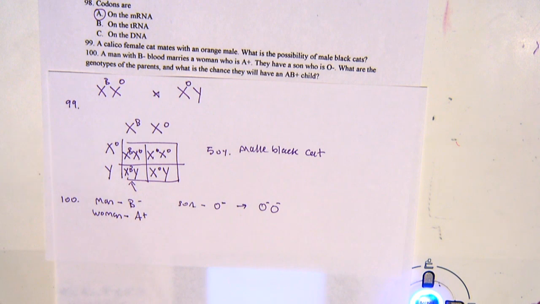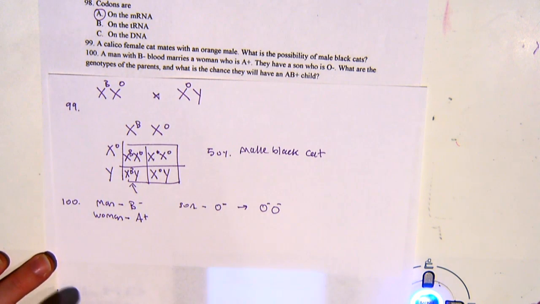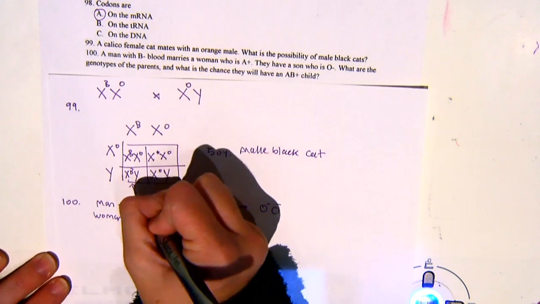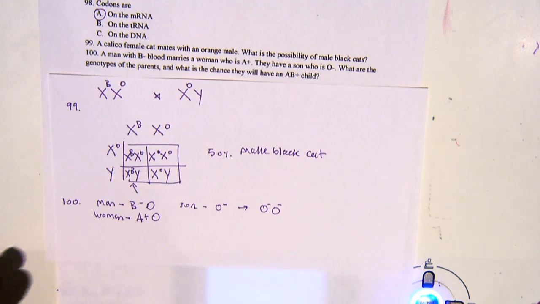Because of that, we can figure out the parents' genotypes pretty easily. If the son is O, it's going to be like the problem we did earlier. Both the man and the woman would have to be carrying an O for them to have a son with the O blood type, because O is recessive.